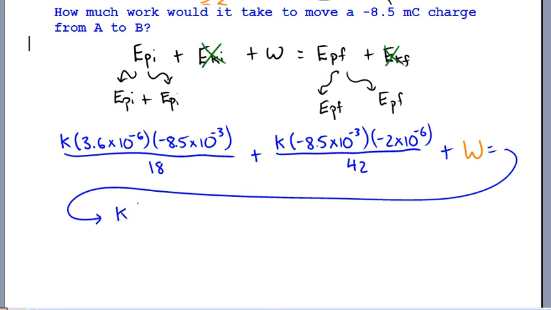So I have K, 3.6 times 10 to the negative 6 and the negative 8.5 times 10 to the negative 3. And at the end of the day, those charges will be 18 plus 6 more. They will be 24 meters apart. And then one last potential energy.